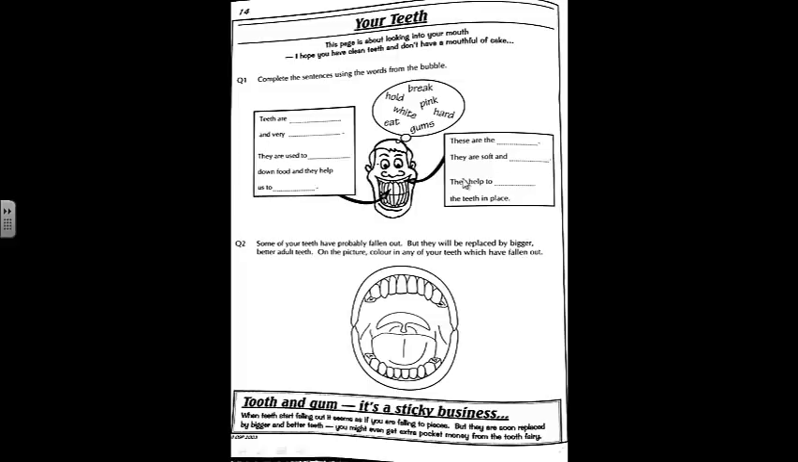They help to hold the teeth in place. They are holding our teeth in their places. Some of your teeth have probably fallen out, but they will be replaced by bigger, better adult teeth. On the picture, color in any of your teeth which have fallen out.